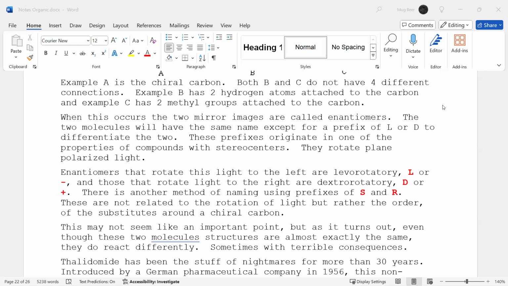And that's where the plus and minus comes from. Does it shift it this direction or does it shift this direction? One of them shifts it 7 degrees this way, then the L version shifts it 7 degrees the other direction. But if you mix them together, they keep getting shifted back and forth where it just goes straight on through. So if we have a solution with D glucose and L glucose in it, there's no shifting that occurs at all. But if it's just D glucose, it shifts that plane polarized light.